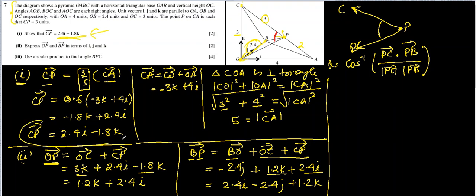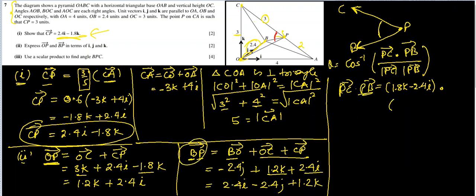Where do we have it? We had CP here. Because we want PC, the opposite, we will write the negative. So let me write PC dot PB will be the negative of this. So I will write 1.8K first because it becomes positive, minus 2.4I, dot. Second, PB. PB is the negative of BP, which is the negative of this vector. So I will write the negative one, which becomes positive, 2.4J minus 2.4I minus 1.2K.